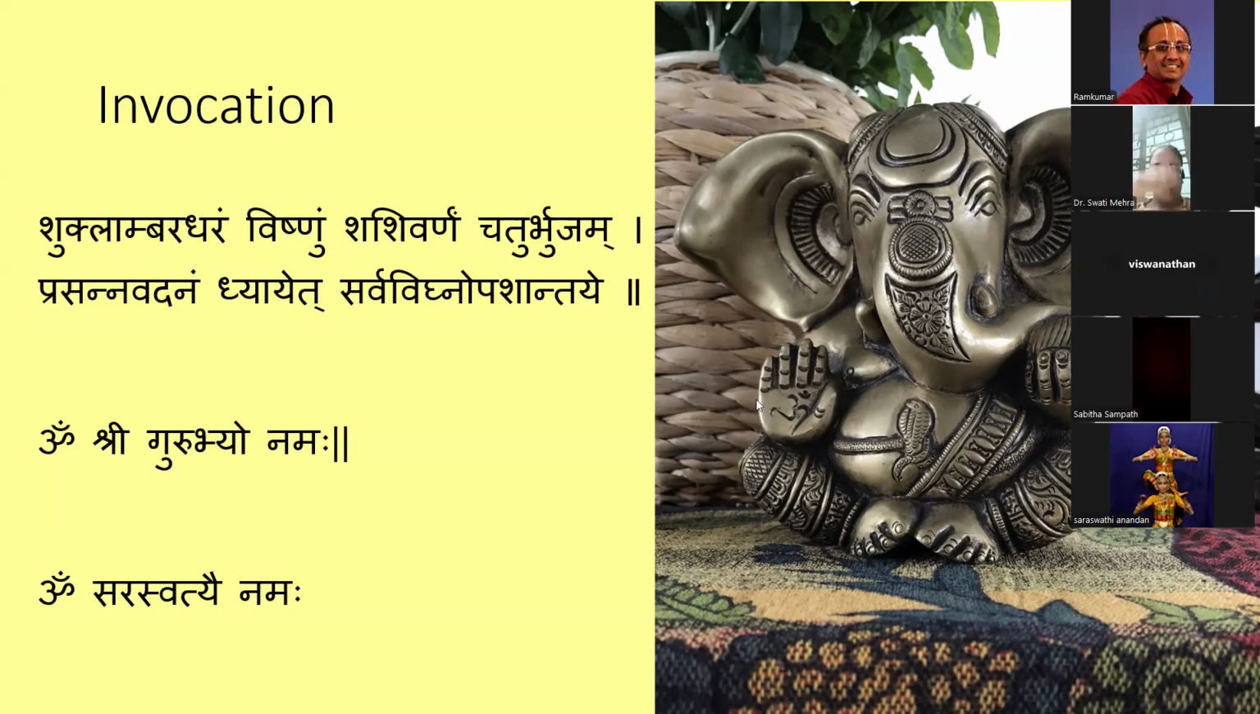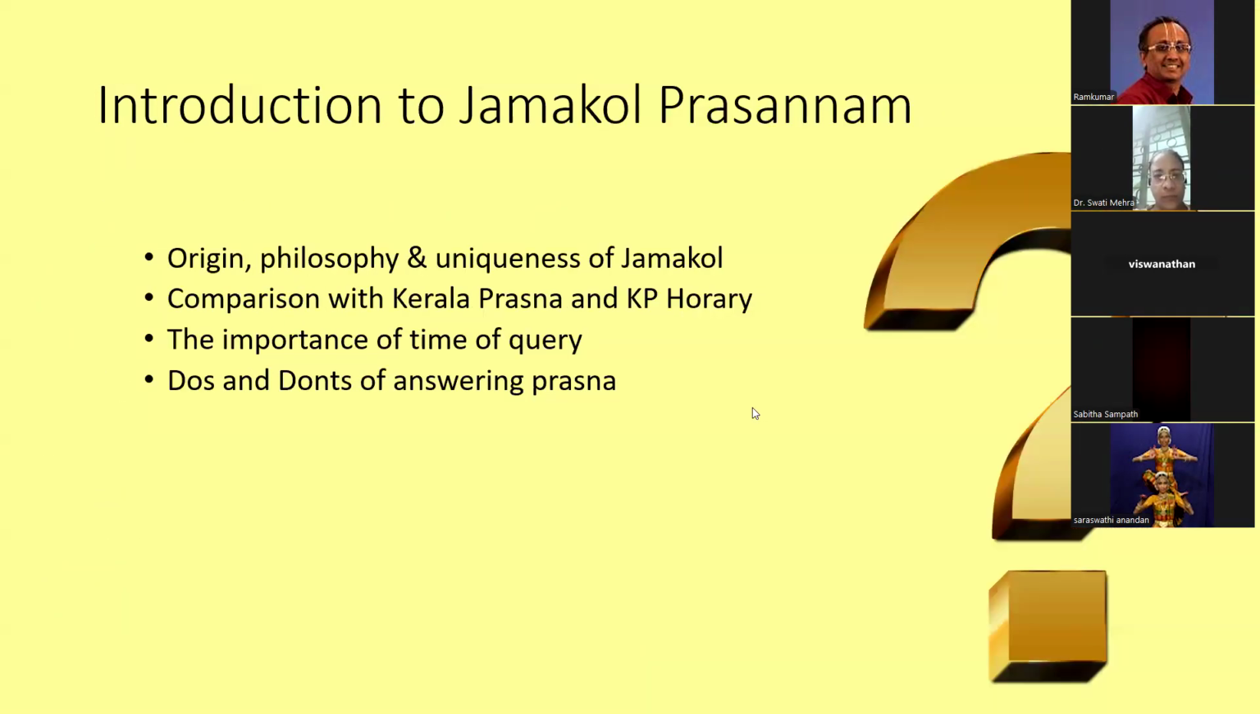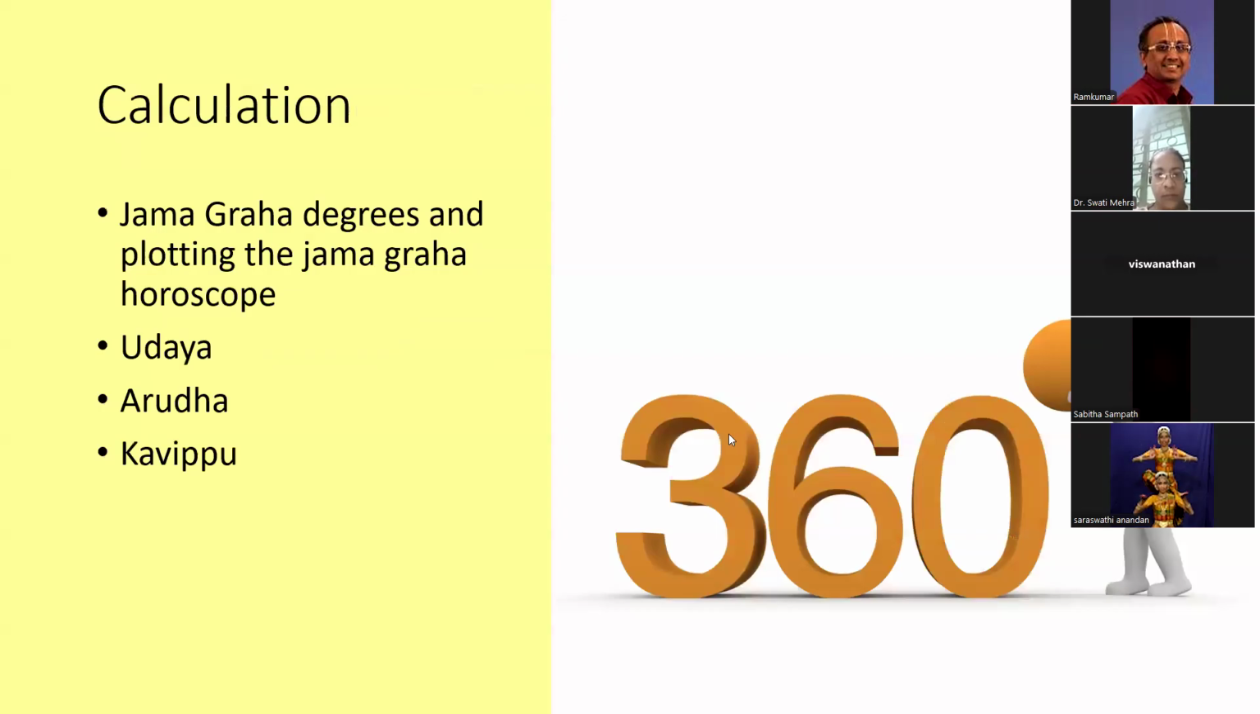Okay, we'll get started. So this morning we just saw a quick introduction, do's and don'ts for the questions. Now we will look into the calculation of chamograhas, right? The way the chamograhas are calculated is totally different from the way the normal horoscope is calculated. Then we need to know three other points: Udaya, Aarudha, Kavipu. If these four are done, then you're good to go.